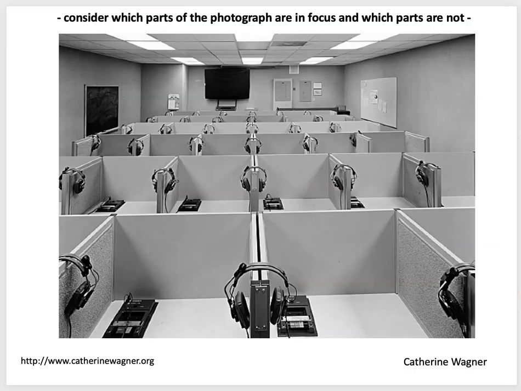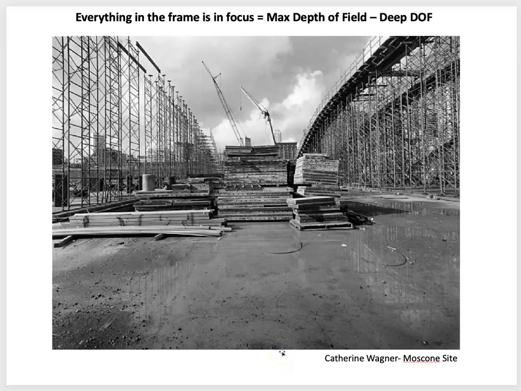So consider which parts of your photograph are in focus and which parts are not. So this is the work of Catherine Wagner, a photographer who seriously studies locations and situations and prefers to use something called maximum depth of field. So we're talking about focus, and that has to do with your f-stop. It's another image by her. This is actually the Moscone Center when they were first building it, I think in the late 80s. And so this is a good example of maximum depth of field or deep depth of field. I'll mostly refer to it as maximum depth of field. So a really small f-stop.